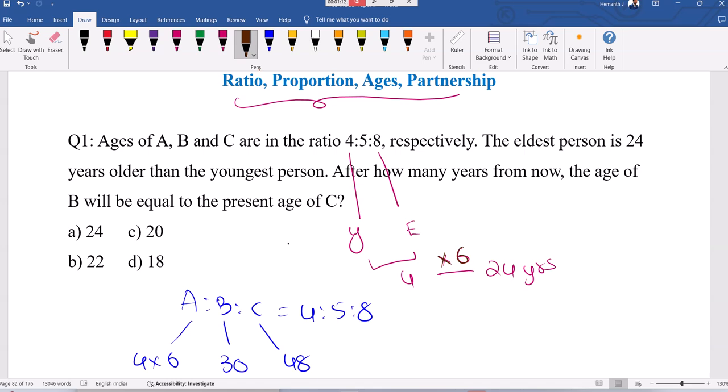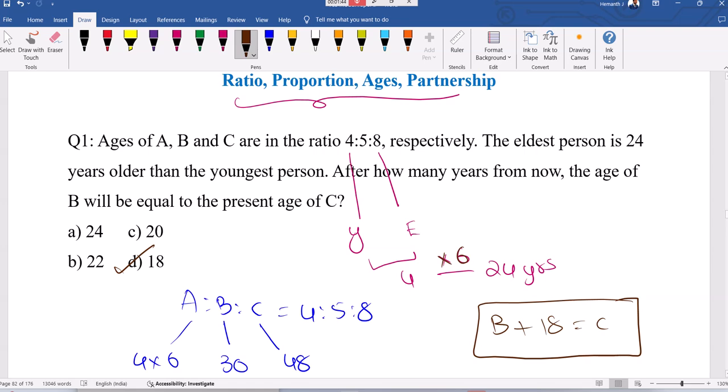Now the question: the age of B after some time should be equal to C's, which happens after 18 years only. After 18 years, B's age will be 40. That is equal to C's present age. So plus 18 means 18 years hence, from now, 18 years later. Right.